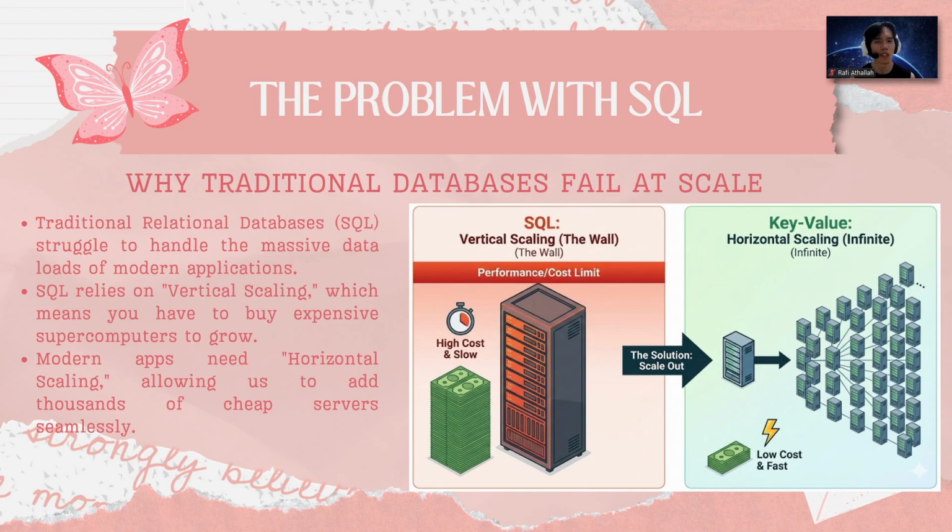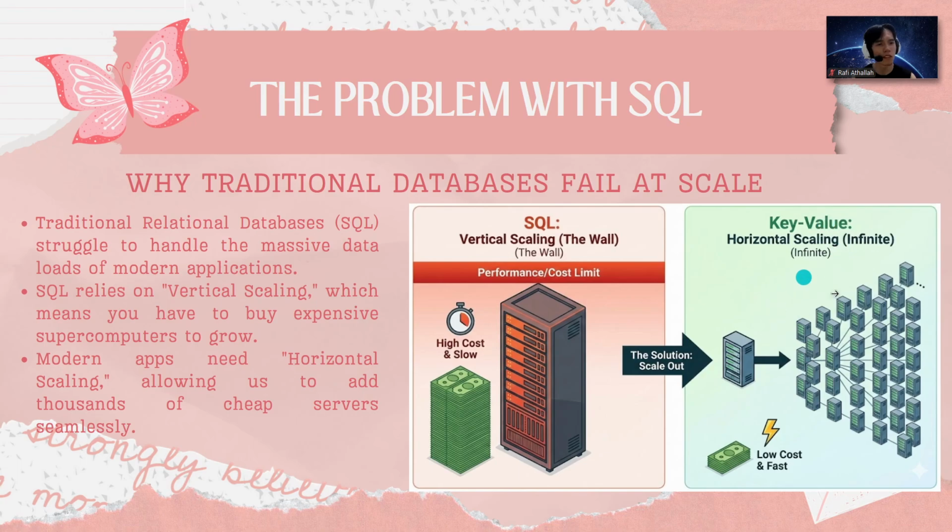So that's why SQL relies on vertical scaling, which means you have to buy expensive computers to grow. Meanwhile, modern apps need horizontal scaling, which allows us to add thousands of cheap servers seamlessly. Now, if you still don't understand, let's look at the image. Now, we can see that the key value, or what we call horizontal scaling, has an infinite amount of data.